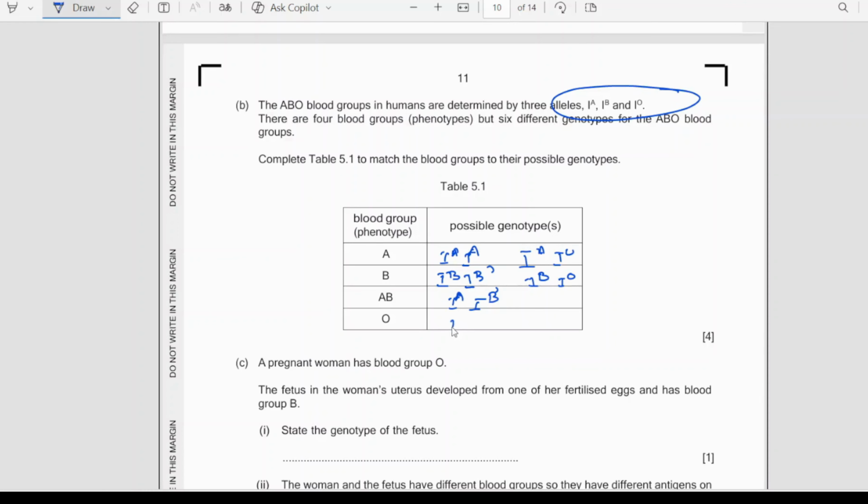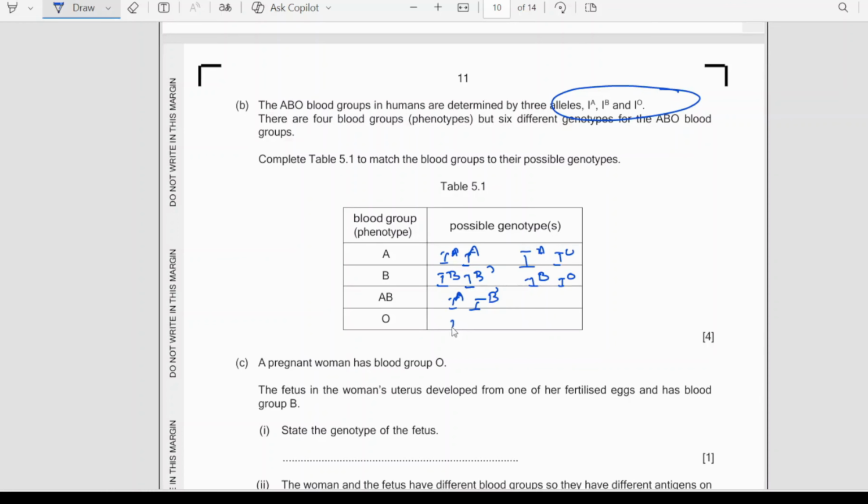Correct? State the, okay. A pregnant woman has a blood group O. And the fetus in the uterus developed from one of her fertilized eggs and has blood group B. What is the genotype of the fetus? Tell me whether it's IA, IO, what? Yes, and this IO is coming from mother.